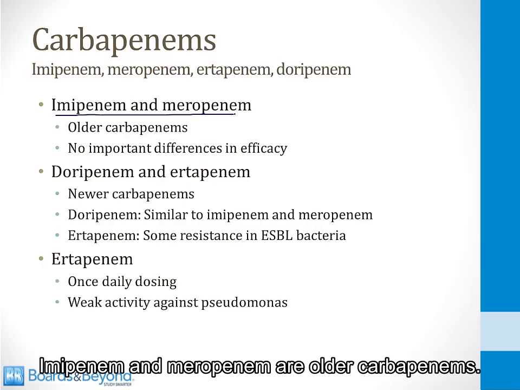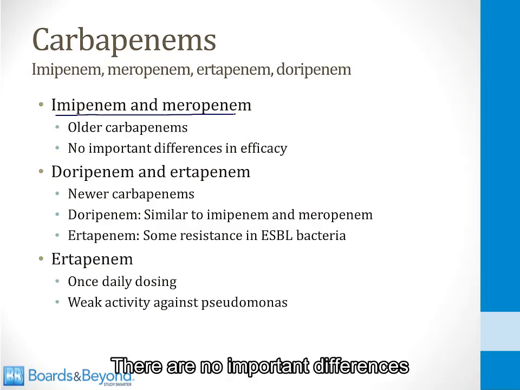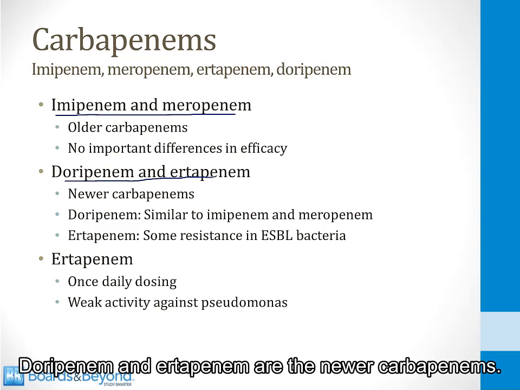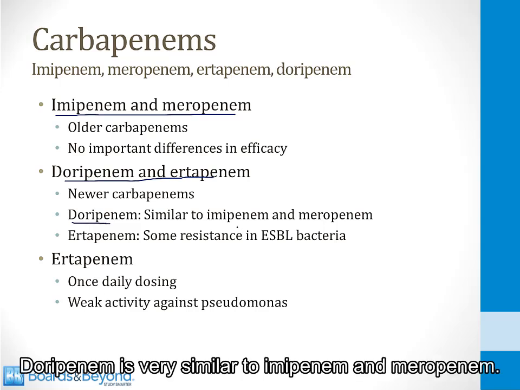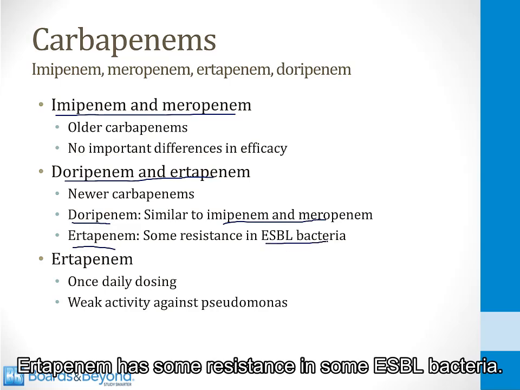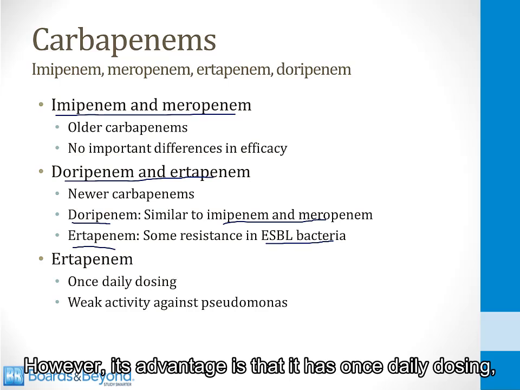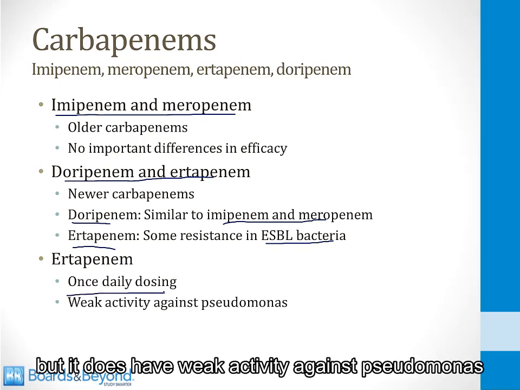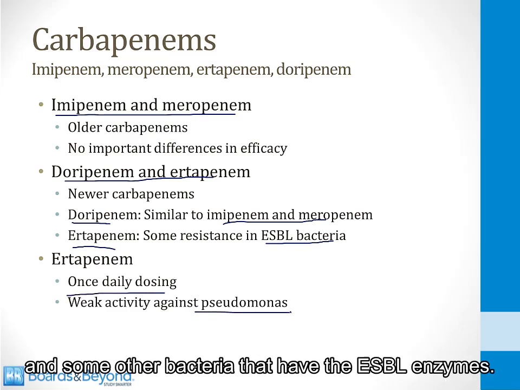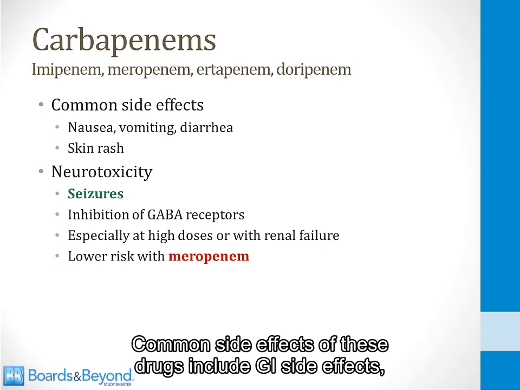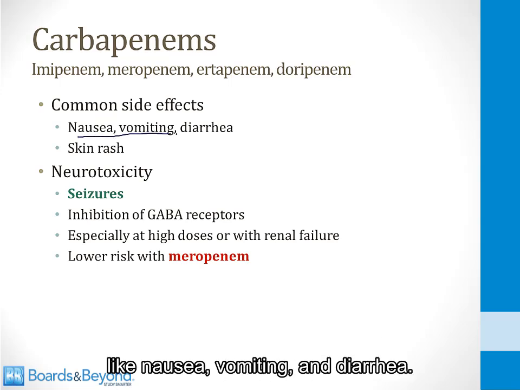Imipenem and meropenem are older carbapenems. There are no important differences in spectrum of activity or efficacy. Doripenem and ertapenem are the newer carbapenems. Doripenem is very similar to imipenem and meropenem. Ertapenem has some resistance in some ESBL bacteria. However, its advantage is that it has once daily dosing, but it does have weak activity against Pseudomonas and some other bacteria that have the ESBL enzymes. Common side effects of these drugs include GI side effects like nausea, vomiting, and diarrhea.